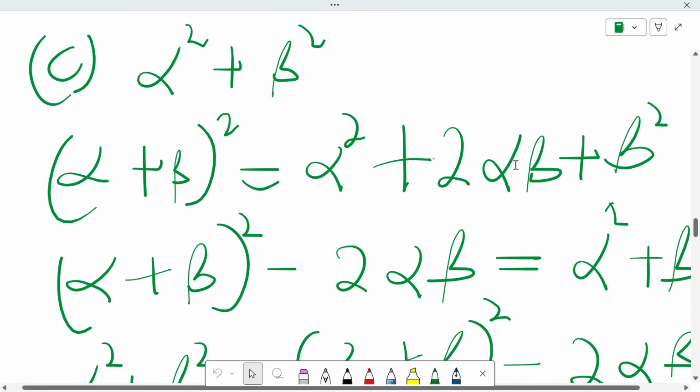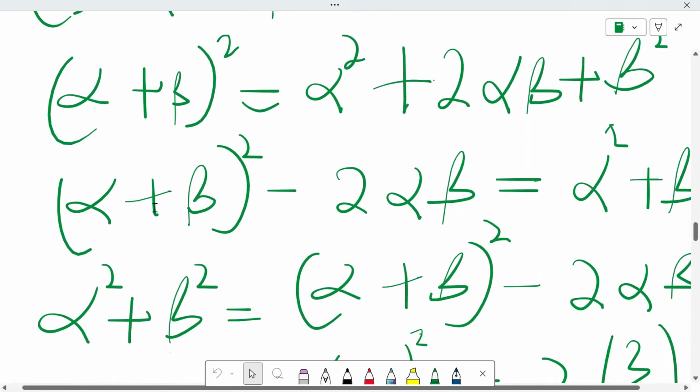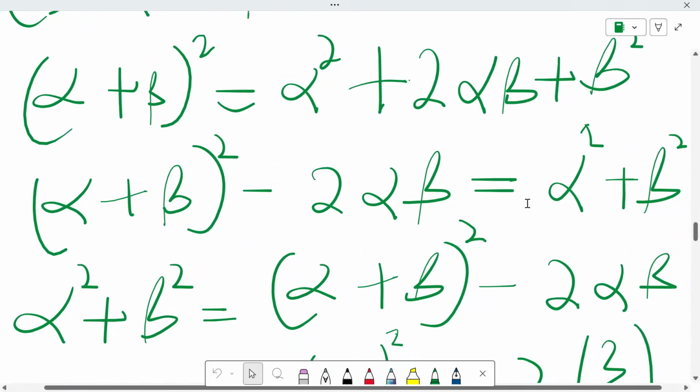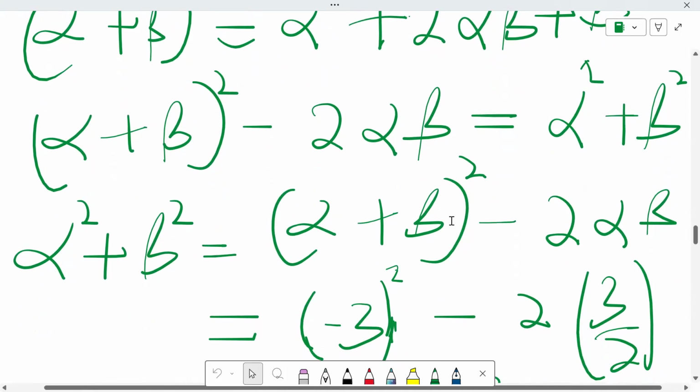Now, from here, let us try and keep alpha squared and beta squared on this side and subtract 2 alpha beta from both sides. So when we do that, it takes us to this step. We get alpha plus beta all squared minus 2 alpha beta, and that will be equal to alpha squared plus beta squared. So we said that alpha squared plus beta squared will be equal to alpha plus beta all squared minus 2 alpha beta.